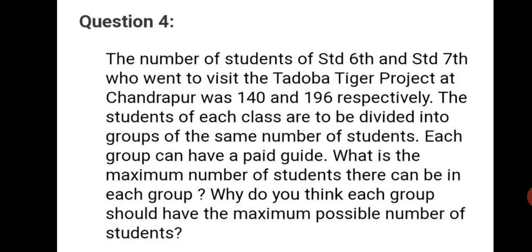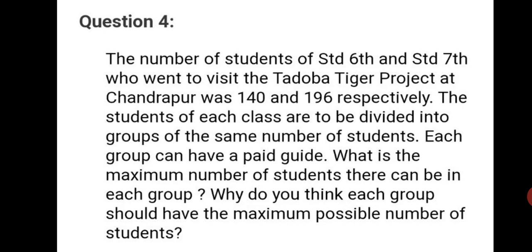The students of each class are to be divided into groups of the same number of students. Each group can have a paid guide. What is the maximum number of students there can be in each group? So here it is clearly mentioned we want to know the maximum number of students in each group. So what do we have to find out? Yes, we have to find the highest common factor of 140 and 196.